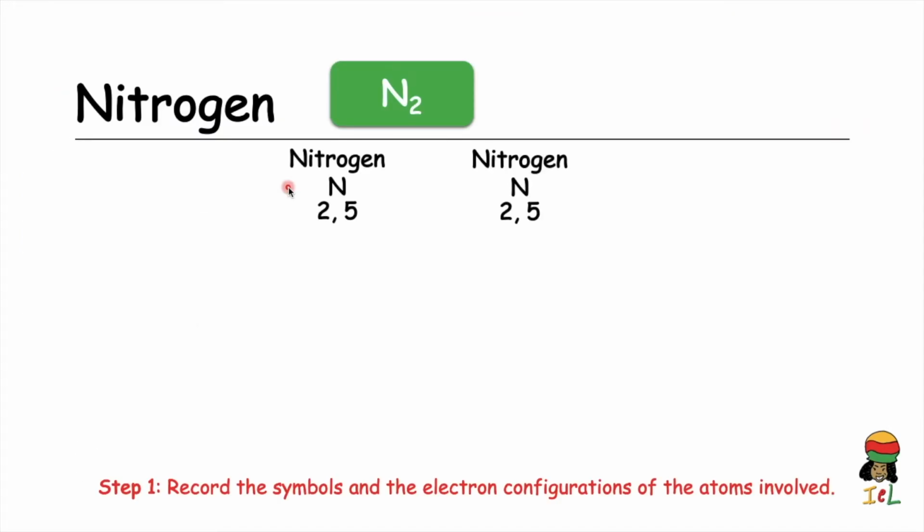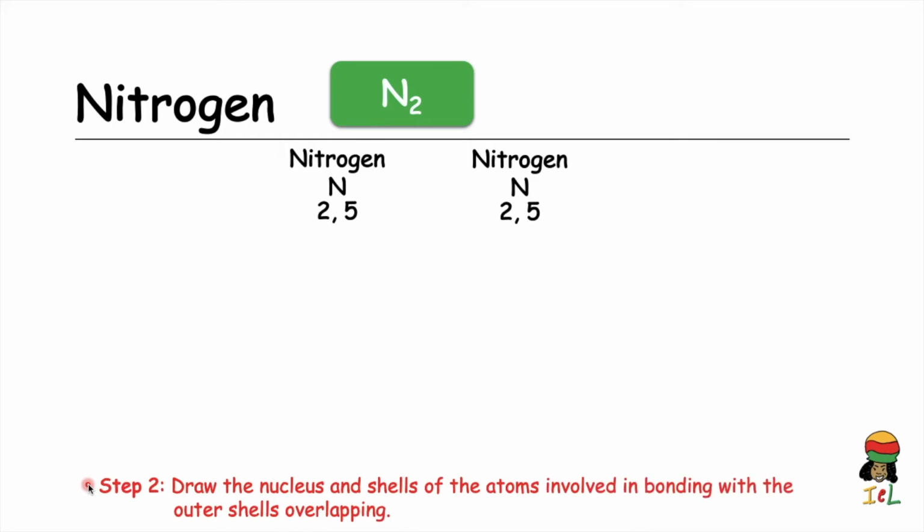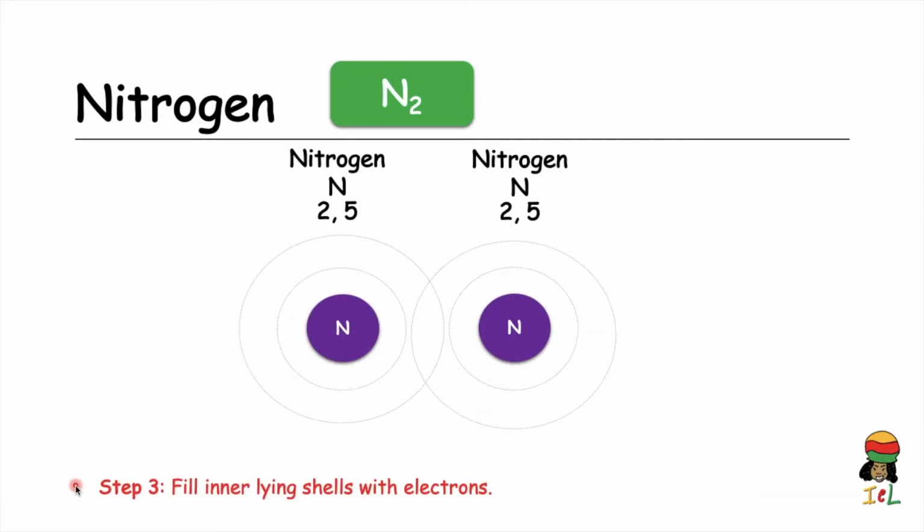Now we record the information for the two nitrogen atoms. Note that nitrogen has greater than 3 electrons on the last shell. Therefore, nitrogen is a nonmetal atom. In fact, each nitrogen atom has 5 electrons on the last shell, and the first shell contains a maximum of 2 electrons each. Step 2, draw the nucleus and empty shells of the atoms involved in bonding with their outer shells overlapping. Step 3, fill the inner lying shells with electrons.